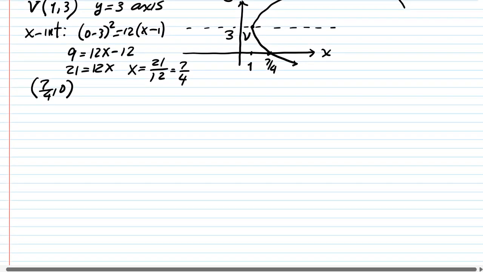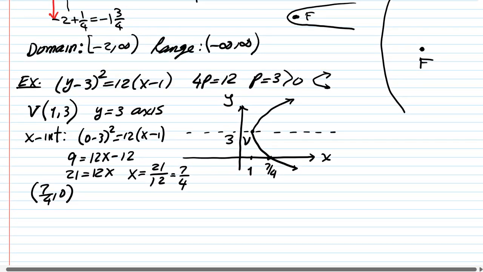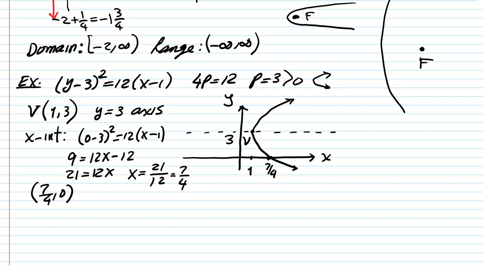Good. Let's go back here. Now we want to do the directrix. The directrix is going to be behind the vertex, a distance of 3 units behind it. So it's going to be 1, 2, 3. That's going to be the directrix, that vertical line whose equation is going to be x equals -2.